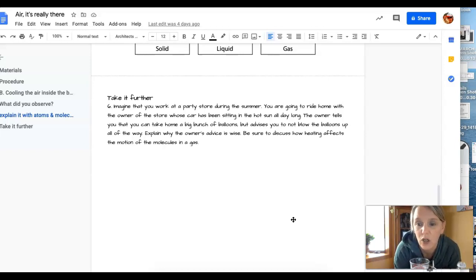Okay, so you're going to go home with a bunch of balloons, and you're going to transport them inside your hot car. Why doesn't she want you to blow the balloons up all the way before you leave? Or think of what if you did? What if you blew them up as far as they would go and then sat in a hot car? Now, this is the same thing.